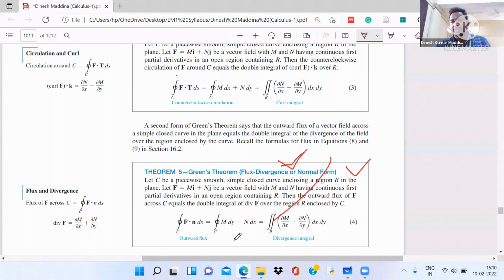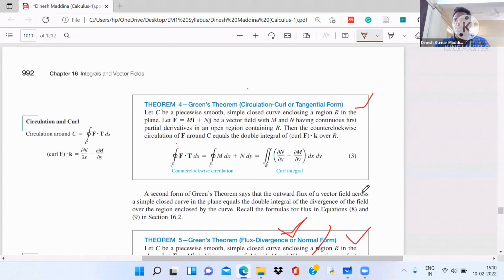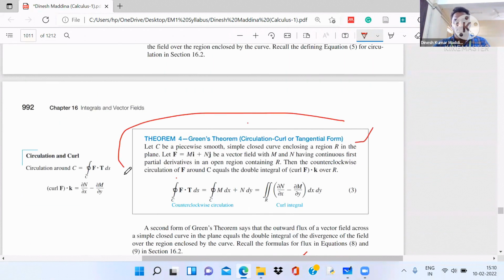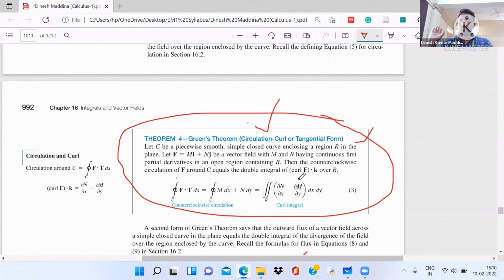But actually, it is not in our syllabus, so we will discuss only this one. Here, if curl is equal to 0, suppose a fluid is flowing and an object is moving opposite to that fluid. That is irrotational, and on that occasion curl F is equal to 0.